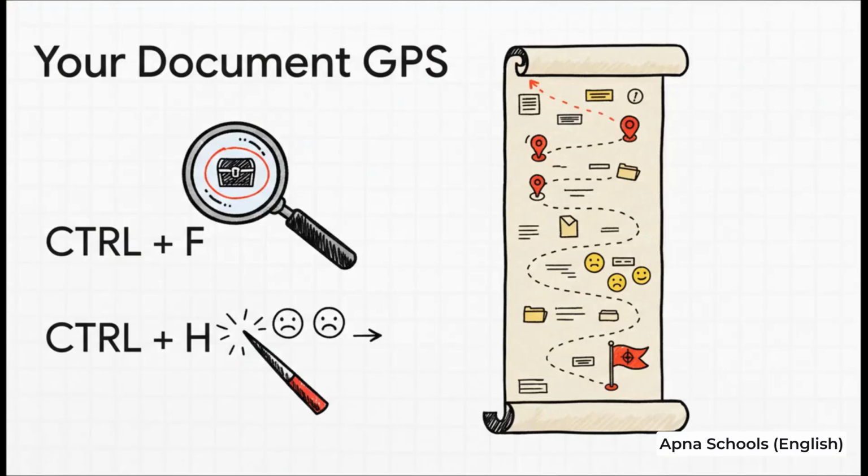Think of these commands as your document's built-in GPS. Control+F lets you find any word instantly. Control+G lets you go to a specific page without all that endless scrolling. And Control+H, wow, this one is incredibly powerful. It doesn't just find a word. It can replace every single instance of it. So if you misspelled a name throughout an entire report, this fixes it in seconds.